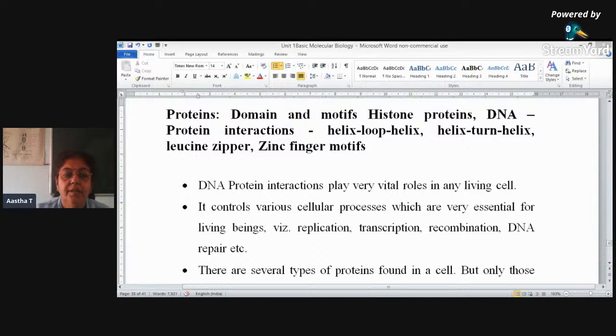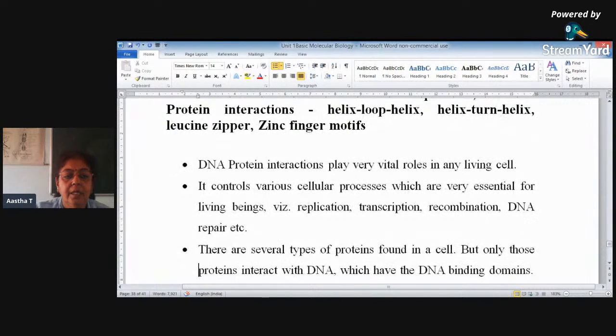So today we'll start with the last part of Unit 1, that is DNA protein interactions. These DNA protein interactions are more common in eukaryotes and less common in prokaryotes. They play an important role in any living cell. They are very essential for replication, transcription, recombination and DNA repair, the interaction between the DNA and the proteins.